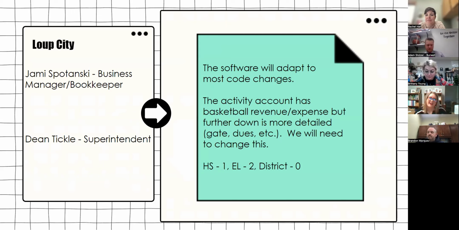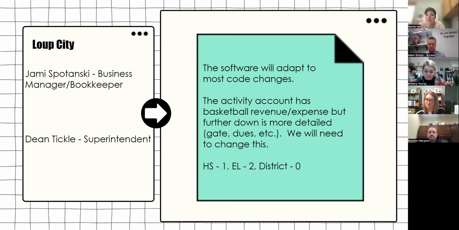So I was able to talk to Jamie Spatansky, who is our business manager or bookkeeper. Those titles are kind of interchangeable. Dean Tickle is our superintendent here in Loop City. Mr. Tickle is actually out most of the week. He was sick, so I didn't get a chance to really pick his brain on everything. But Jamie and I did sit down a couple of times.